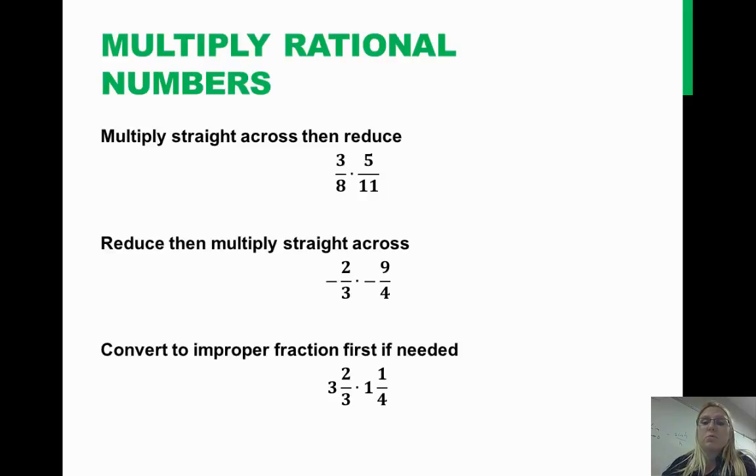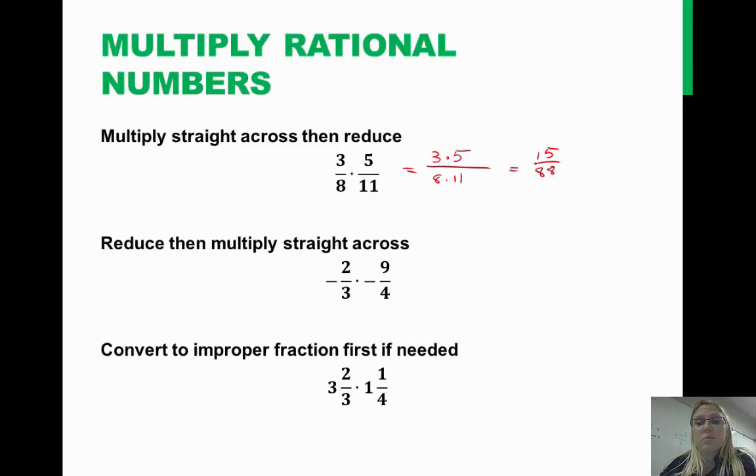With rational numbers, we're really going to multiply the numerators straight across and then the denominators straight across. So in this case, 3 times 5 over 8 times 11 is the same thing as saying 15 over 88.